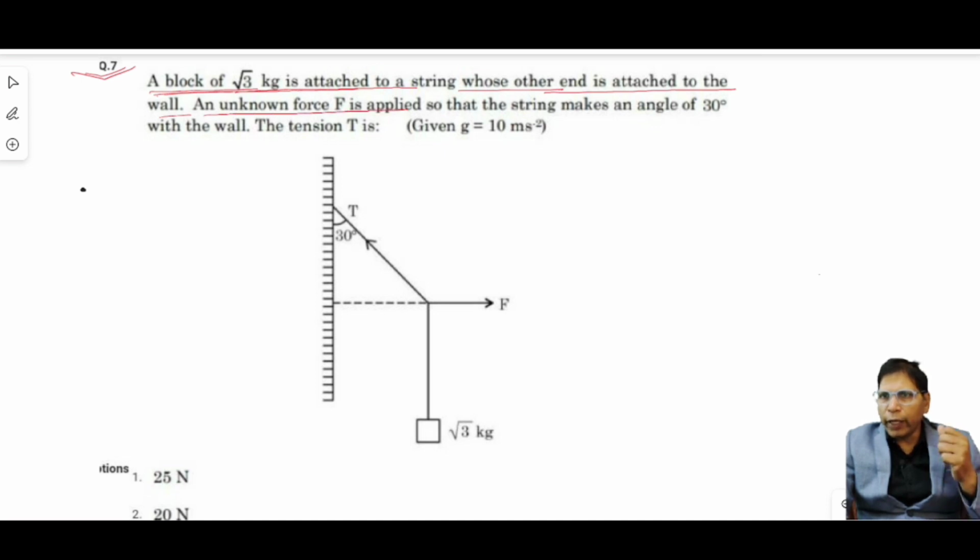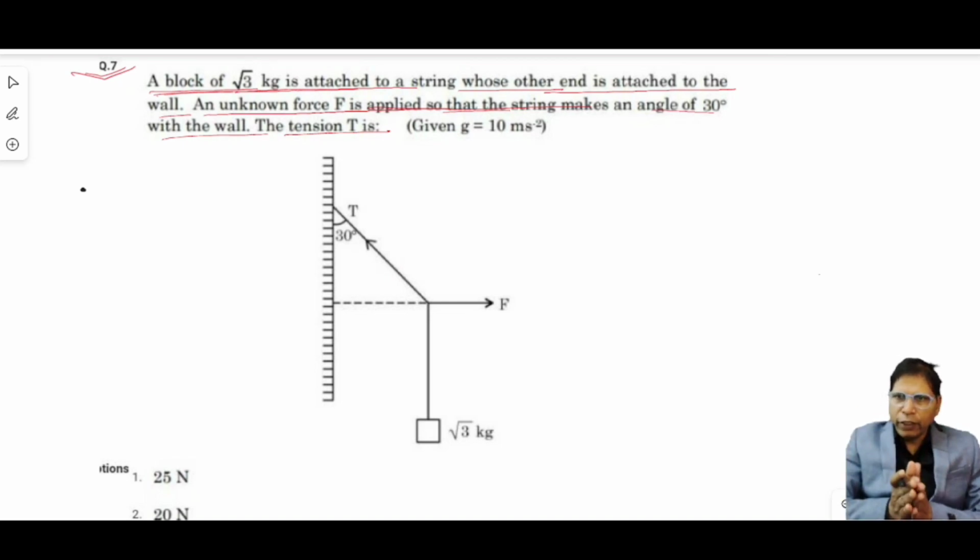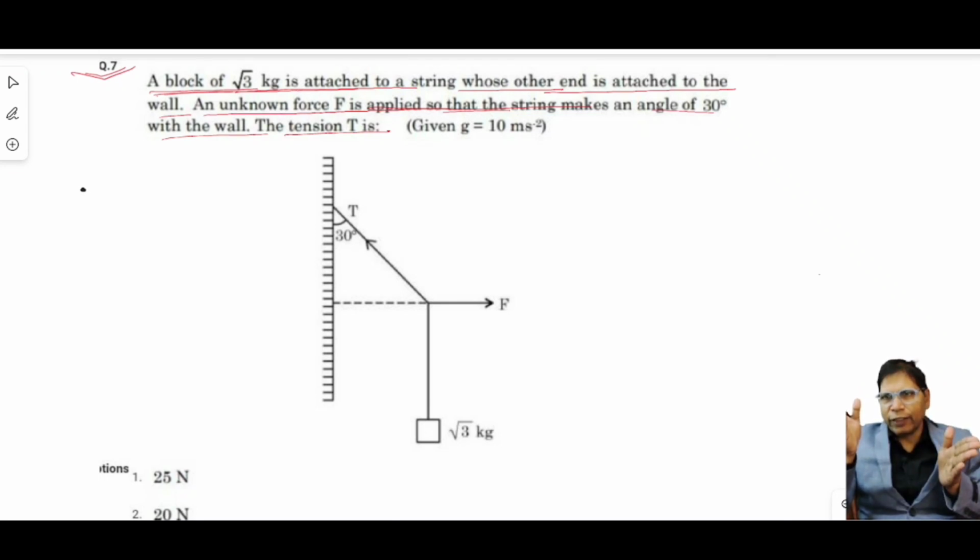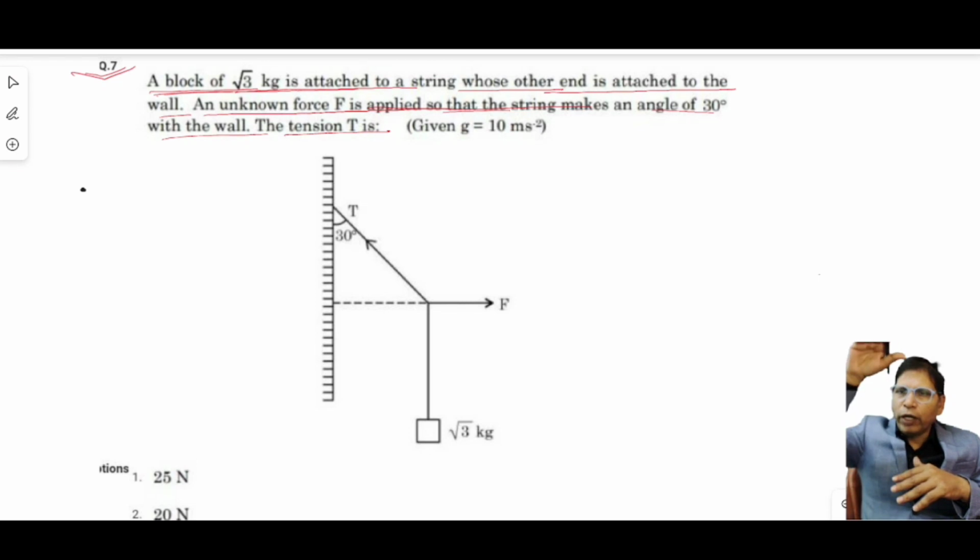An unknown force P is applied so that the string makes an angle of 30 degrees with the wall. Tension T is... Now to calculate the tension, we have to resolve the tension in the vertical direction as well as in the horizontal direction. This is an easy type of numerical. Just resolve T and equate the force along left to the force along right, and the force in upward direction to the force in downward direction.